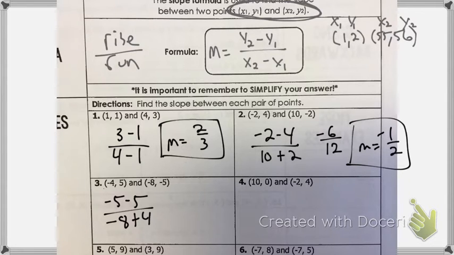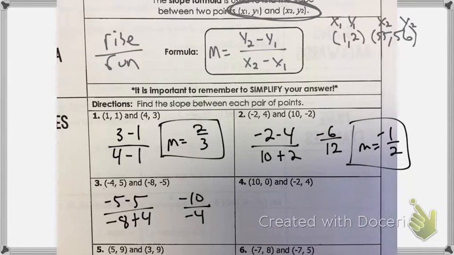To see how I went from 5 to -5, I had to go up 10. Down 10, my bad. 5 to -5 is down 10. And on the x's, I had to go from -4 to -8, which is 4 left.